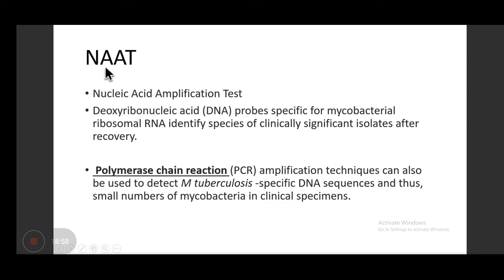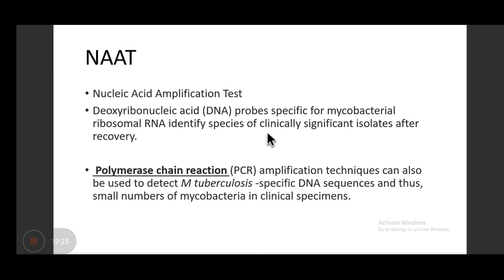Then another test you must have heard about: CBNAAT. CBNAAT is cartridge-based nucleic acid amplification test. Basically, NAAT, nucleic acid amplification test. This is also a very good test and is mentioned in our national TB elimination program as well. So here the DNA probe specific for mycobacterial ribosomal RNA identifies species of clinically significant isolates after recovery.